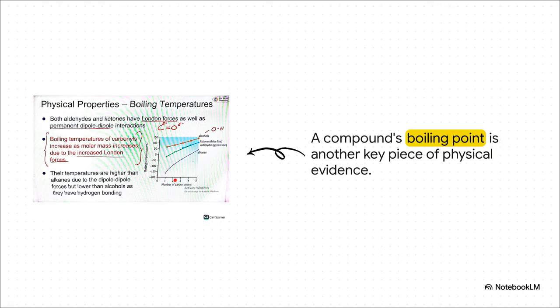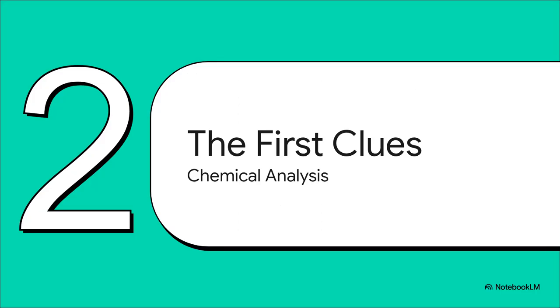And what do you know? Our unknown's boiling point falls right in that middle range. The plot thickens. Okay, so we have a suspect profile starting to form, a compound with a sharp smell and a medium-range boiling point. But physical clues can only take us so far. It's time to head to the lab and run some chemical tests to really confirm our suspicions.